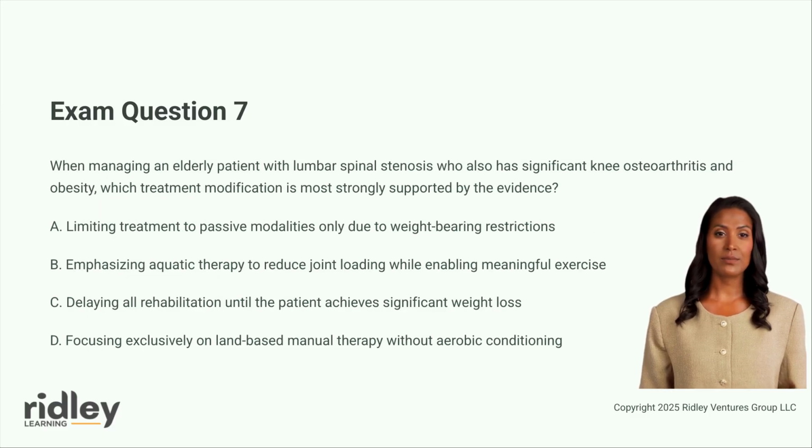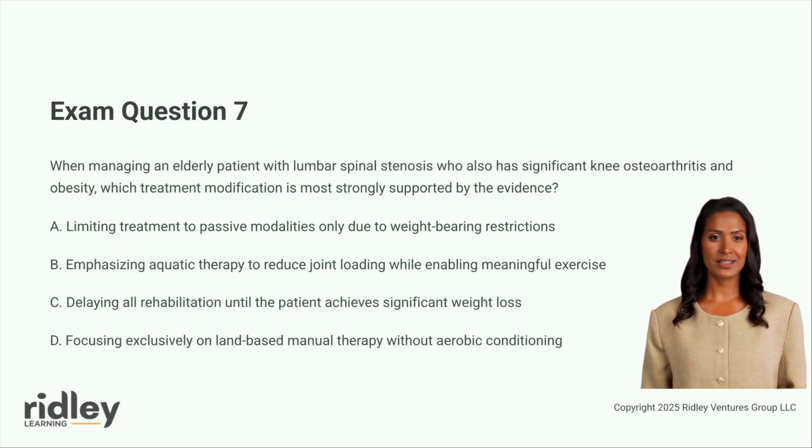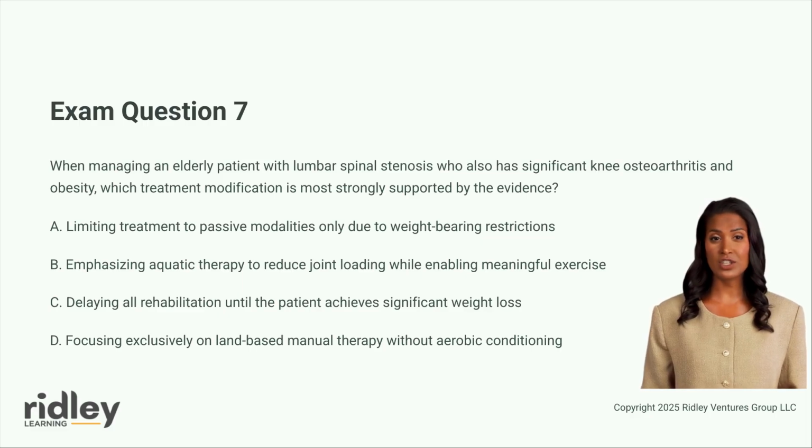Question 7. When managing an elderly patient with lumbar spinal stenosis who also has significant knee osteoarthritis and obesity, which treatment modification is most strongly supported by the evidence? The correct answer is B, emphasizing aquatic therapy to reduce joint loading while enabling meaningful exercise. Rationale: aquatic therapy provides unique advantages for patients presenting with this combination of stenosis, obesity, and lower extremity osteoarthritis. The buoyancy provided by water immersion substantially reduces both axial loading on the spine and weight-bearing forces through arthritic joints, allowing patients to exercise meaningfully who might otherwise be limited by pain.